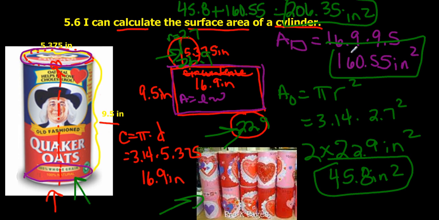It has a lot of pieces, but you know how to do all the pieces. You know how to find the circumference so that you can find the length of the rectangle. You know how to find the area of a circle, and you know how to find the area of a rectangle, and you know how to add them together. And if you can do all those pieces, my friends, then you can find the area of a cylinder. Go to it!